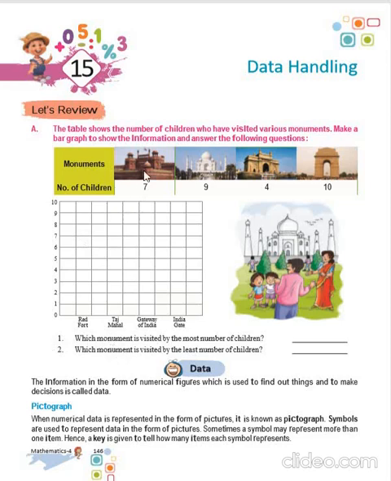So Red Fort is visited by 7 children. Taj Mahal by 9 children. Gateway of India by 4 children. India Gate by 10 children. So we will mark Red Fort up to 7. We will mark Taj Mahal up to 9. We will mark Gateway of India up to 4. We will mark India Gate up to 10.